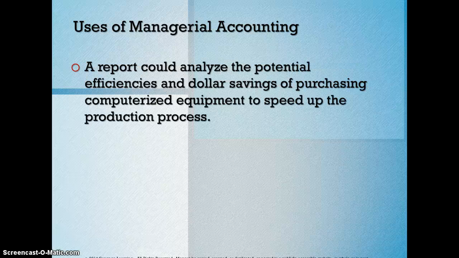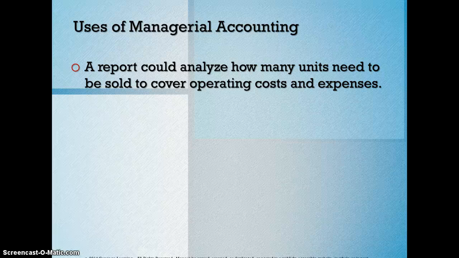Another example they give is a report could analyze the potential efficiencies and dollar savings of purchasing a new computerized saw to speed up the production process. So we can use it to help us in future operations as well, not just day to day. And finally, the other one that they give, and there are more than the items they give, they're just giving you a small sampling.